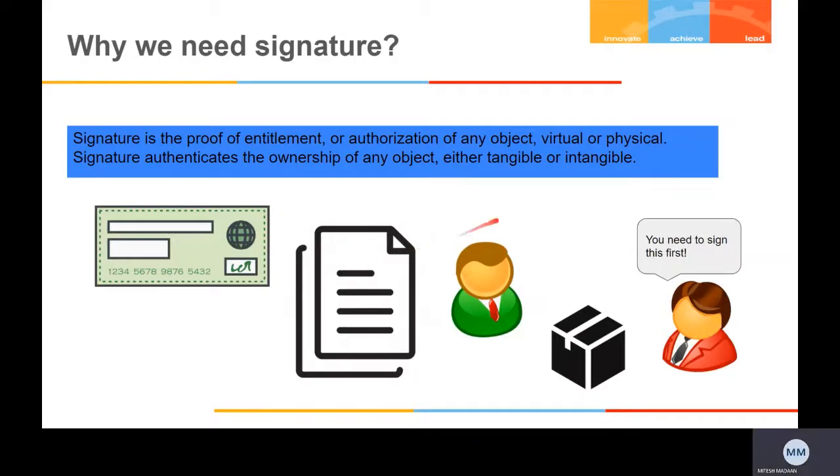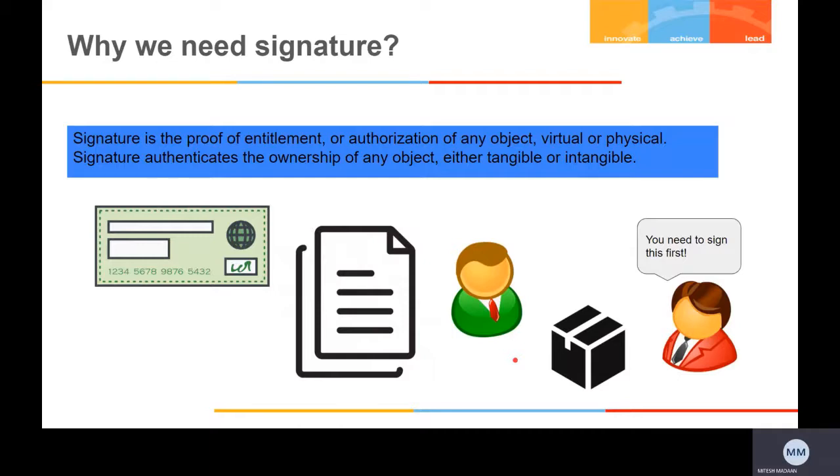Starting first, let's understand why we need signatures in this world in the first place. Suppose you are a manufacturer or a manager at a manufacturing company and you want to deliver a particular product to your customer. The delivery man comes to take the product from you, and he demands that you put your signature on that product.